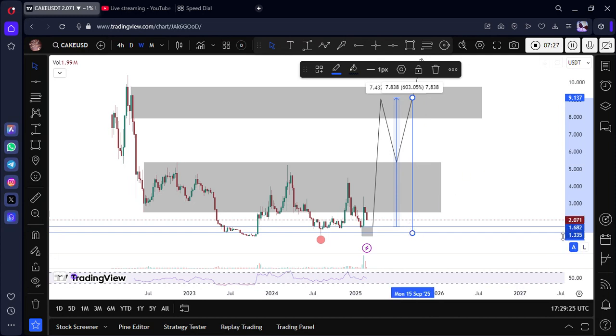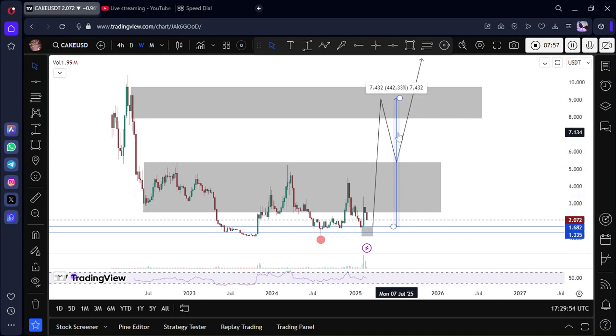So if you are entering at entry one, which is at the 1.682 level, you should exit at the $9 level, which will place you on a profit of 400 plus percent. Then if you're entering at entry two, which is at the 1.335 level, your profit potential will be 600 plus percent gain. As is my culture, I will always advise you set your entry one at the upper line, then your entry two at the lower line, and then you ride with price up to the $9 mark.